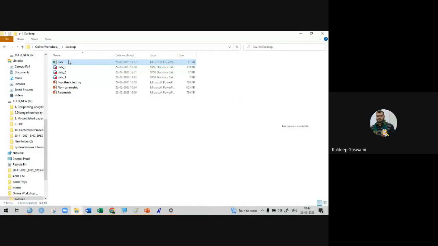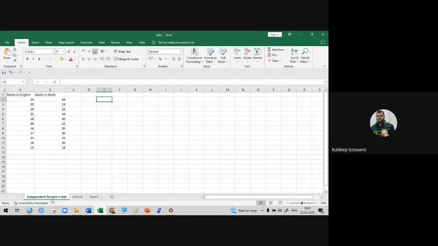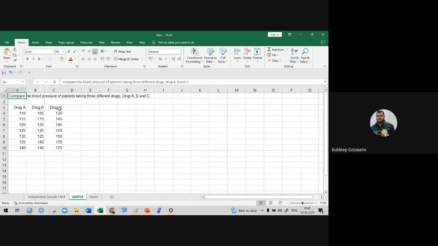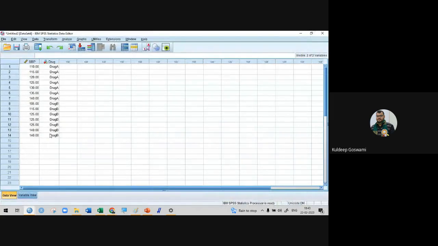Yes, I will show you one example. It's drug A, drug B. If there is drug C also, then we'll again use one-way ANOVA. If we have to compare only drug A and drug B, then it's okay to do a t-test. But if we have drug C also, then we have to go through the ANOVA. For example, this one.